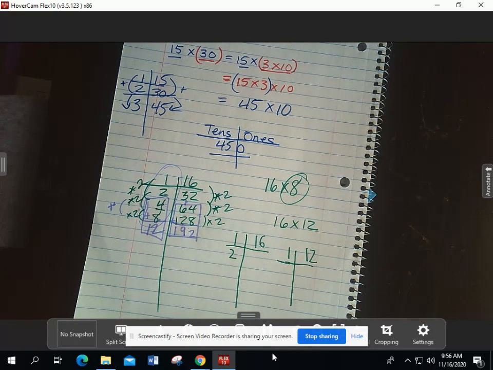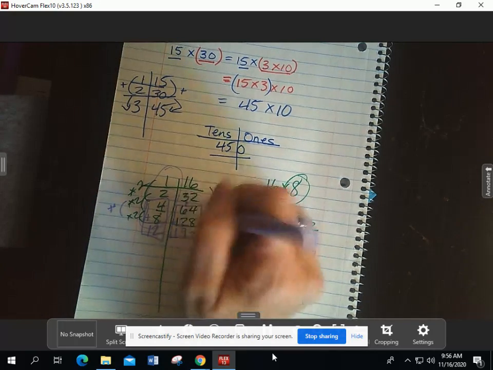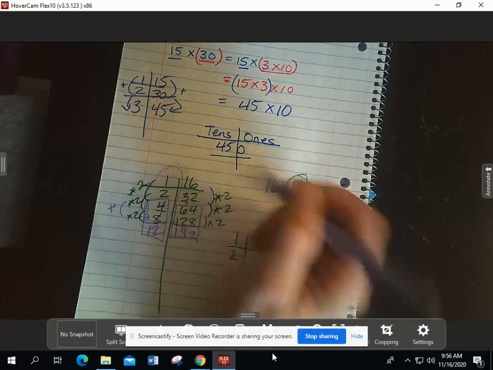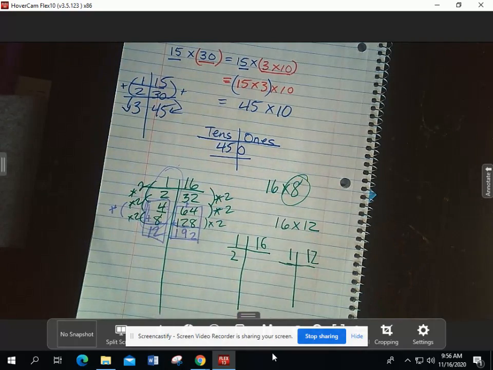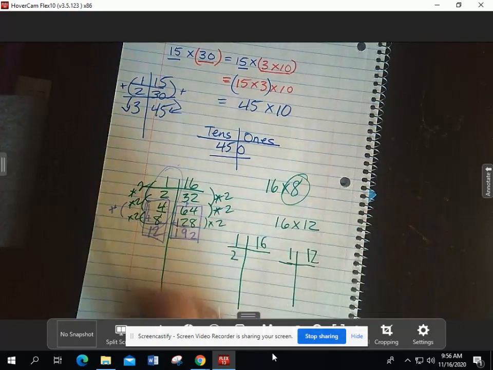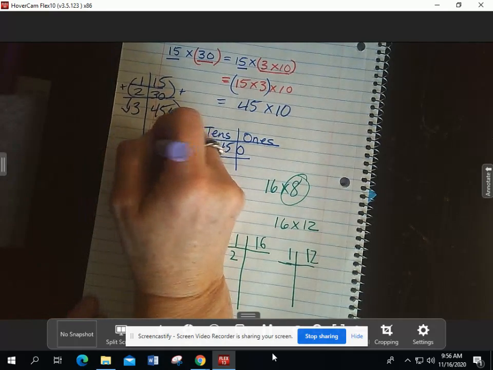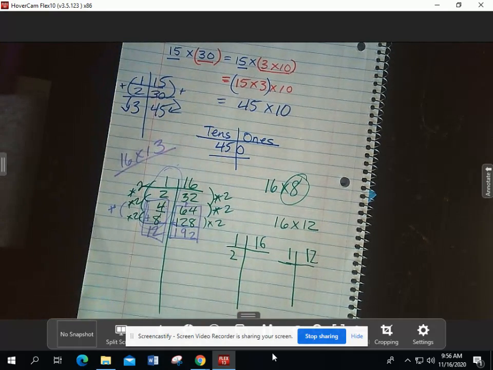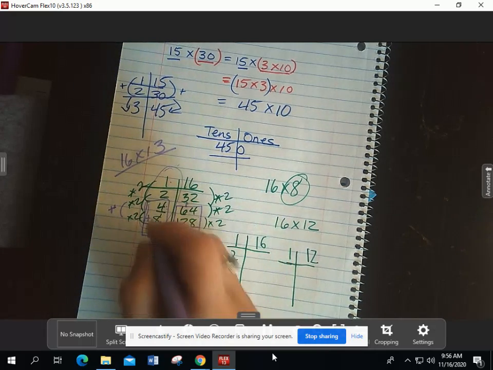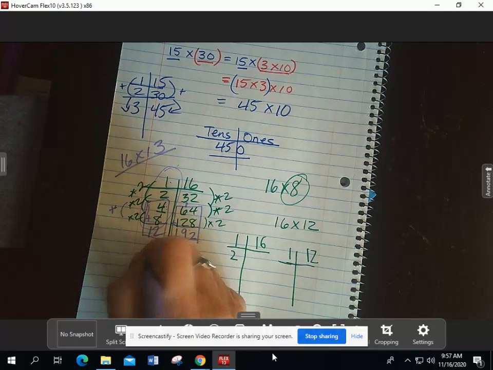Okay. Do you realize that you can do any combination on here? What if I needed to do 16 times 13? How could I use my ratio table to figure it out now? Luke. Use 12 plus 1. 12 plus 1. What's 12 plus 1? 13.